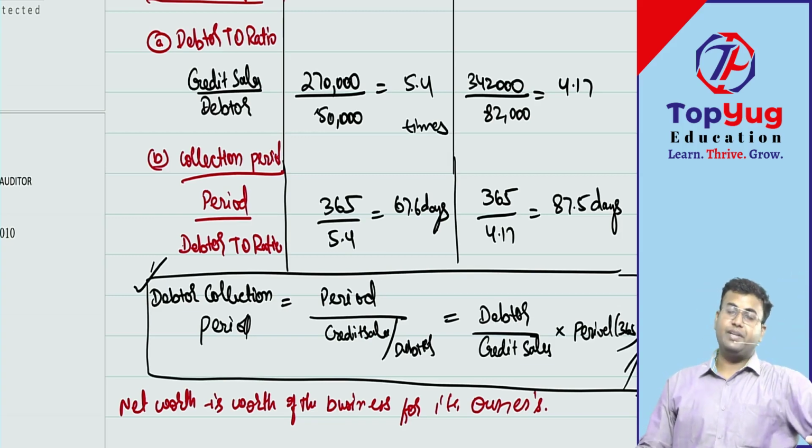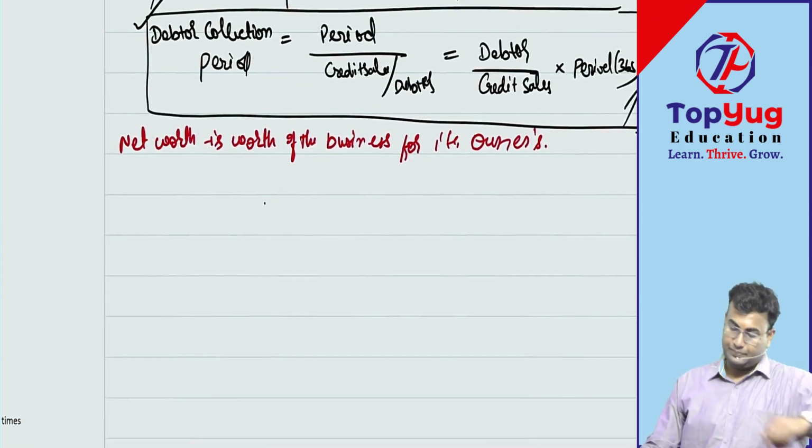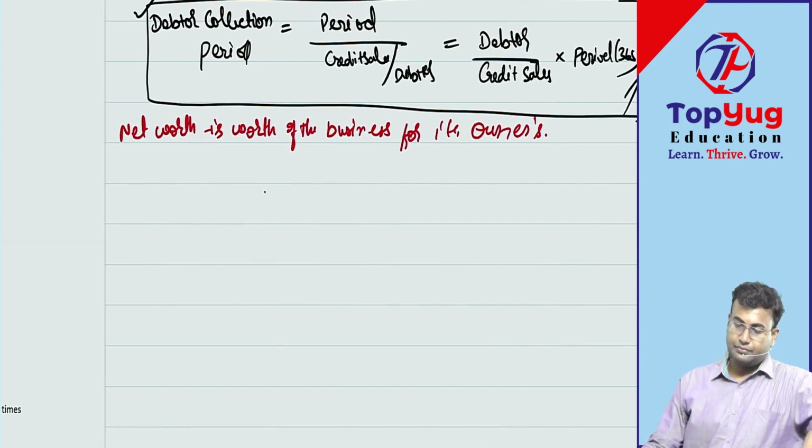The judgment is times, if it is higher it is good. Because times refers to cycle, higher the cycles, lower is the collection period. Right? Write down. Higher the cycle, lower the collection period, better the profitability.